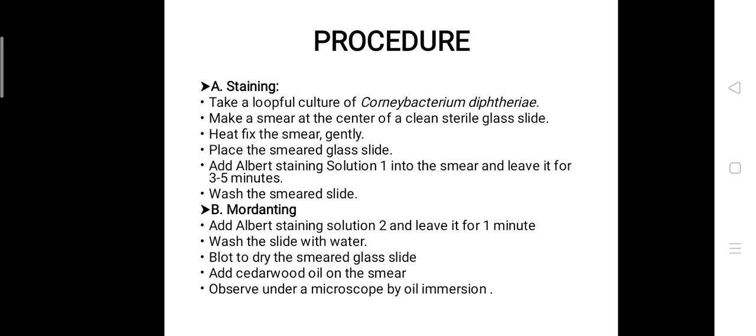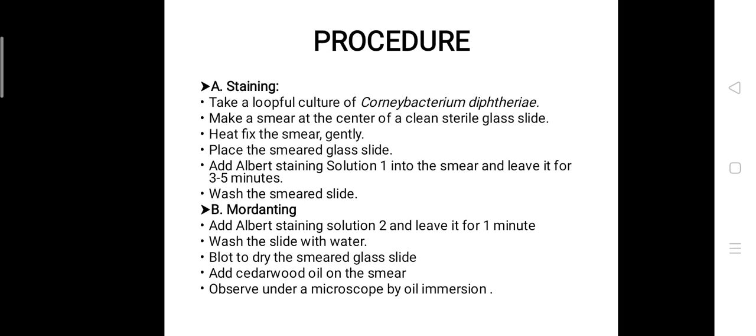Firstly, aseptically, you have to take a loopful culture of Mycobacterium diphtheria, then make a good smear at the center of a clean sterile glass slide, then heat fix the smear gently. Now on a staining rack, you place the smear glass slide, then add Albert staining solution 1 onto the smear and leave it for 3 to 5 minutes. You can keep it for 7 minutes also, it differs according to the lab. Then wash the smear slide.